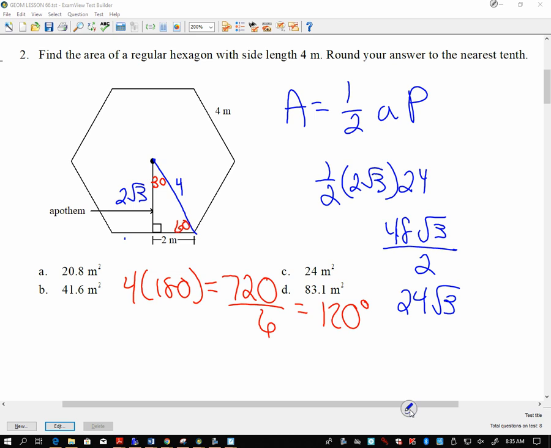It's B, 41.6. Because we're dealing with area, my unit is meters squared. Somebody want to scroll down to the bottom and check and see if that's correct?